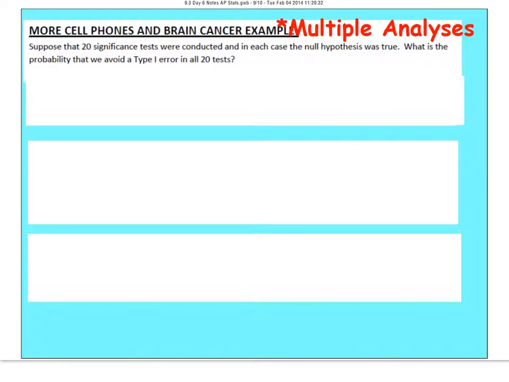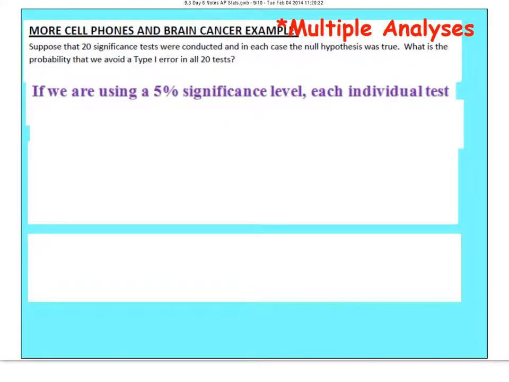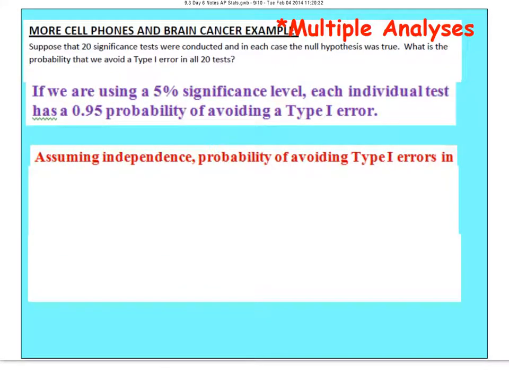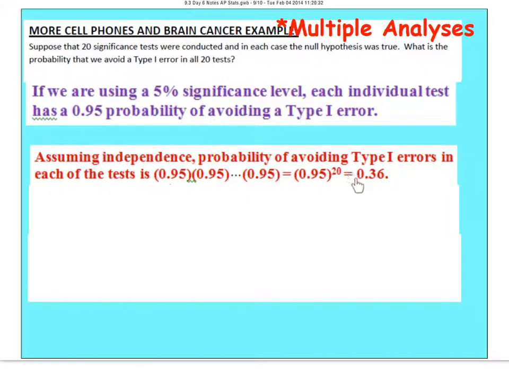Remember type 1: if we're using a 5% significance level, each individual test has a 0.95 probability of avoiding a type 1 error. The type 1 error is our significance level. To avoid a type 1 error is a 95% chance. We have 20 tests, and we want to avoid the type 1 error in all of them. Assuming independence, the probability of avoiding the type 1 error in each of the tests is 0.95, 0.95, 20 times. The probability to avoid that is a 36% chance.